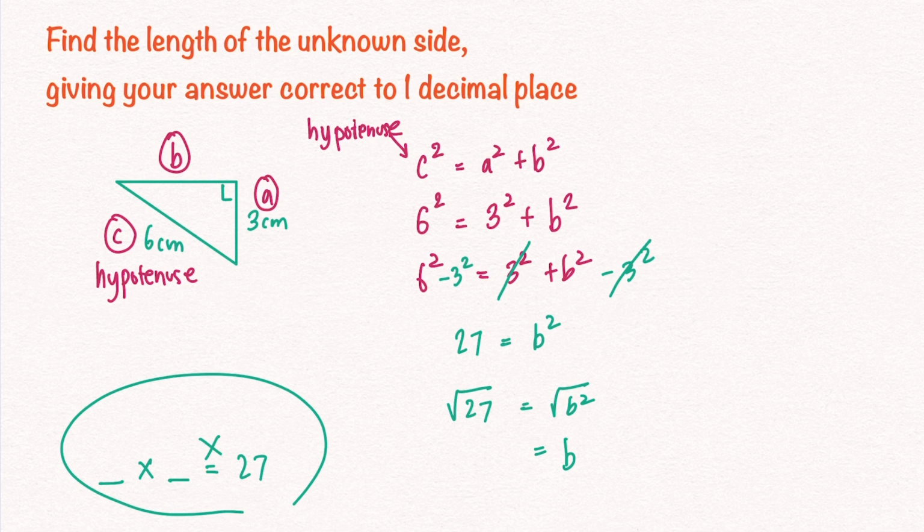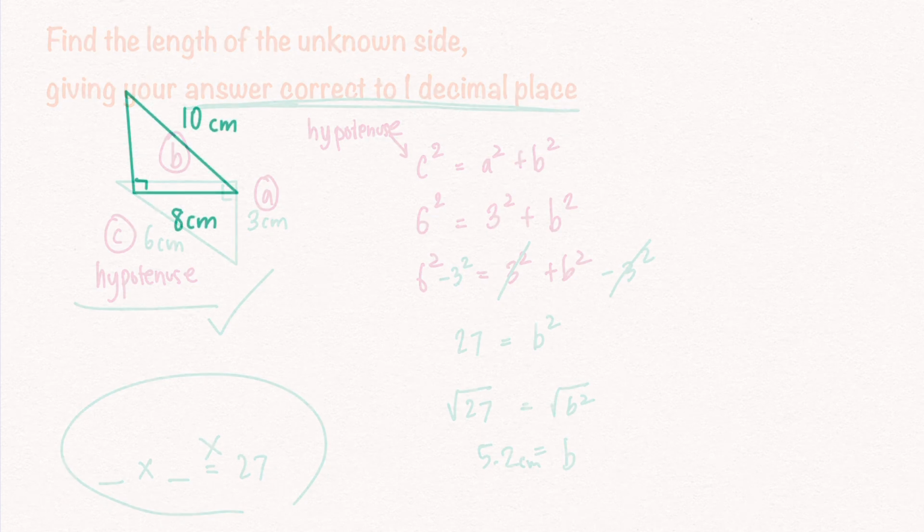And so that's why the question said to get the answer correct to one decimal place. So we've got to round it to one decimal place. So let's round it up. It is going to be 5.2. What that tells us is that B, this length over here, is about 5.2 centimeters. And this is how you find the length of the unknown side when the hypotenuse is given.